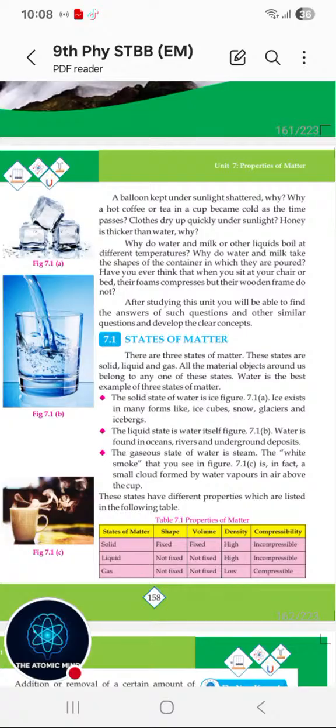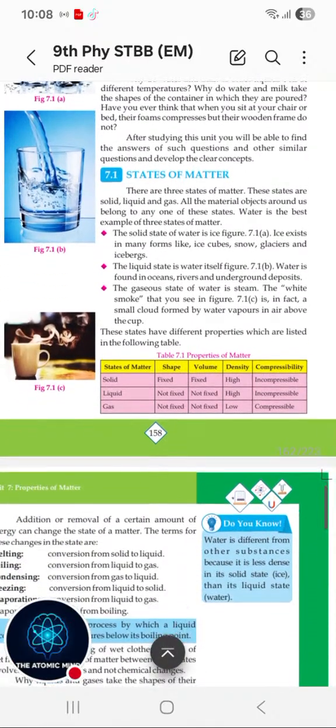Have you ever thought that when you sit on your chair or bed, their foams compress, but their wooden frame does not? After studying this unit, you will be able to find out the answers to such questions and develop a clear concept.